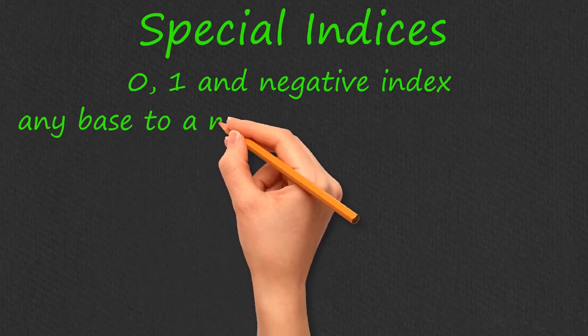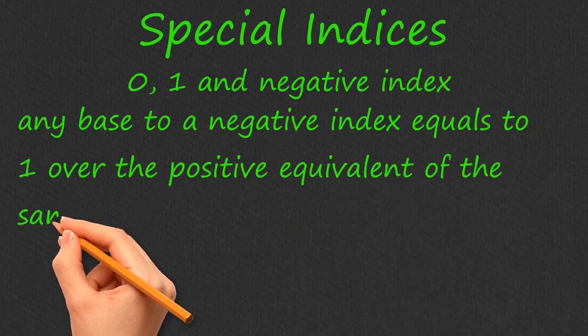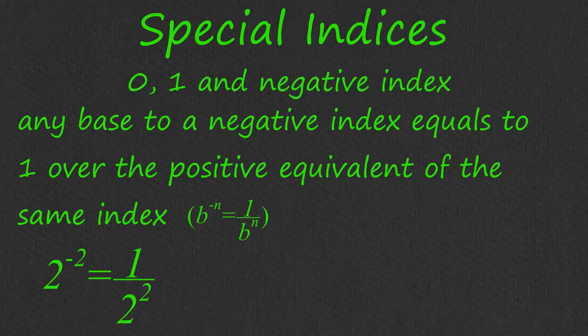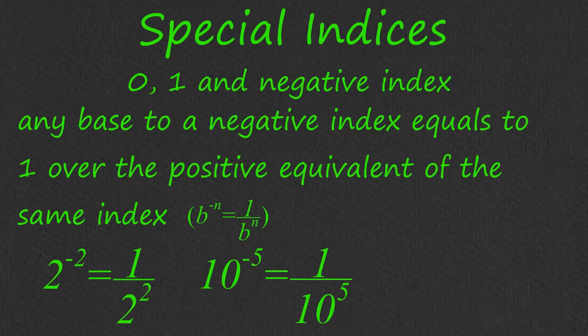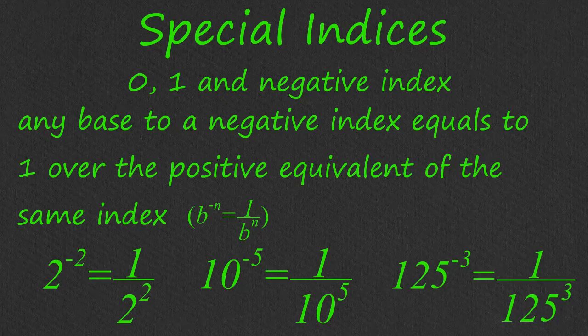Negative indices are the same as 1 over the positive equivalent of the same index. For example, 2 to the negative 2 is equal to 1 over 2 squared. 10 to the negative 5 is equal to 1 over 10 to the 5, and 125 to the negative 3 equals 1 over 125 cubed.